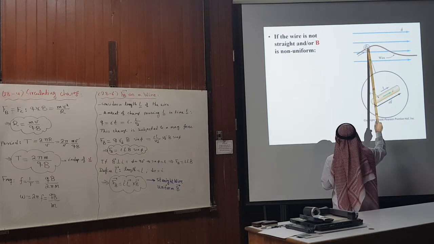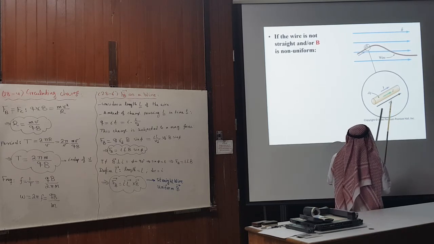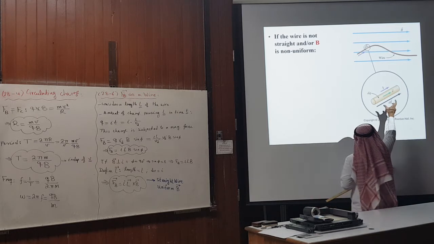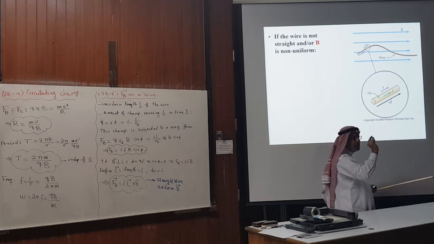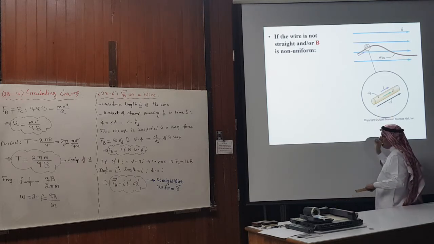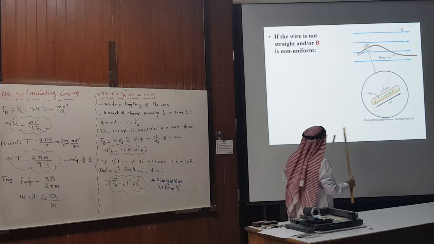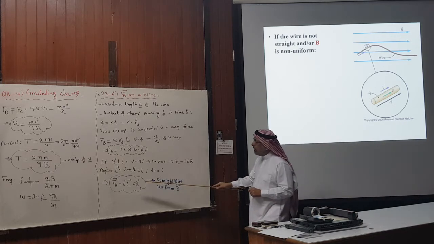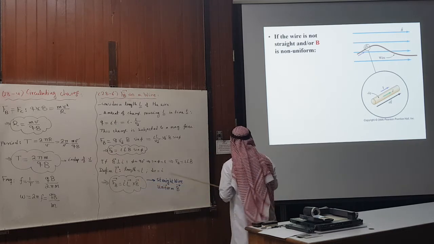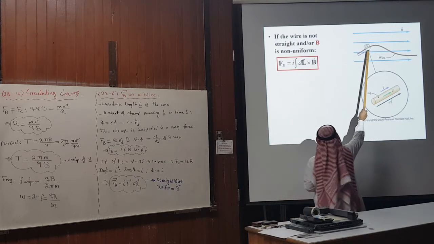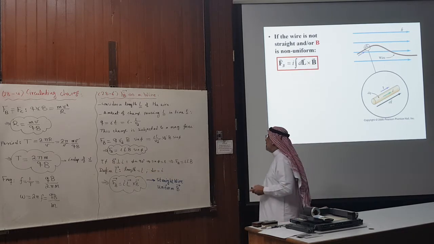you divide the wire into small elements of length. Here is one of them, exaggerated. This is a small element of length, dL. We choose it small enough so that we can consider it to be straight. If it is not straight, keep dividing smaller and smaller until that section is straight and the magnetic field over that section can be considered uniform. Then find the differential force acting only on that segment, which, according to this equation, will be I dL cross B. The total force will be the integral over the whole length of the wire, so it will be I integral of dL cross B, which is the generalization of this equation.